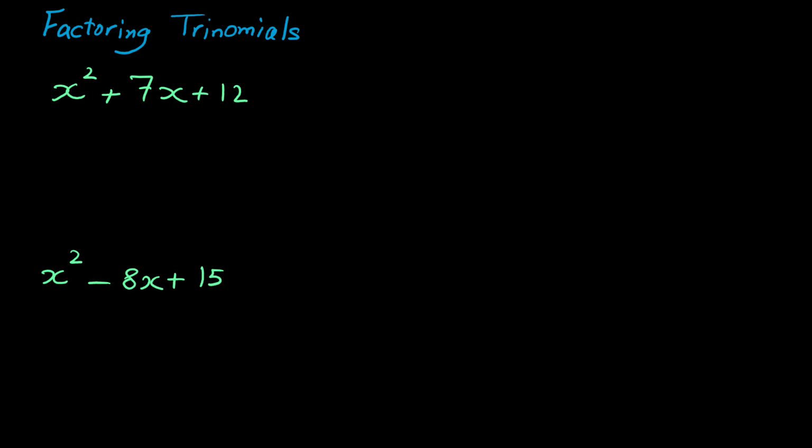In this video, we want to learn about factoring trinomials. The first example is x to the 2 plus 7x plus 12. This is a trinomial because we have three terms, x to the 2, 7x, and 12. These are the three terms of this trinomial.